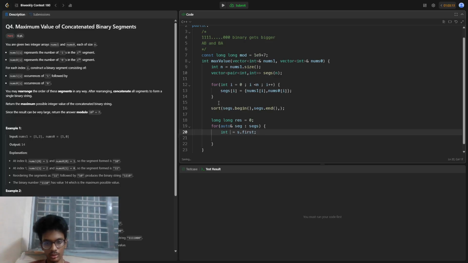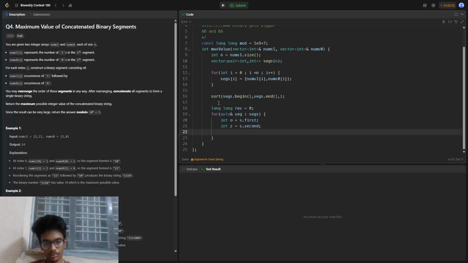I guess n is already used. Let's call it x. Int y would be equal to s dot second, or better, let's call them z, which is 1 and 0.